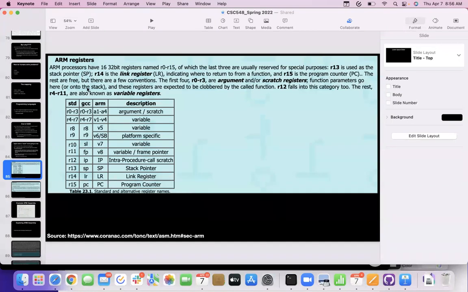That's those function parameters. Windows-based assembly actually often uses the stack to hold parameters instead of individual registers. So kind of another cool thing. And then these guys, well, it says clobbered by the called function.